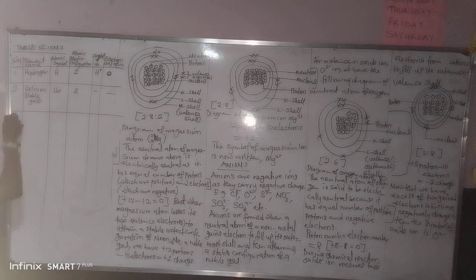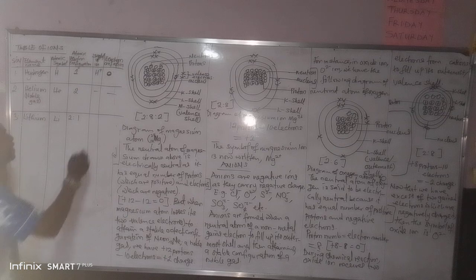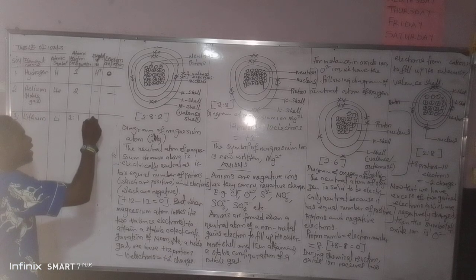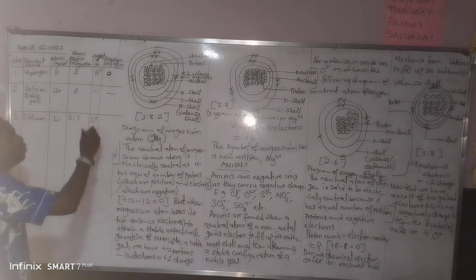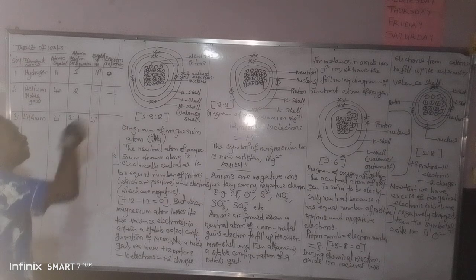So number 3 is lithium. Lithium is Li. That's atomic number of 3. The configuration is 2 to 1. Now, when what is here is 1 or 2 or 3, the symbol of the ion is very simple. You just write Li. This is 1. When it is 1, it's supposed to carry that as plus. Don't say plus 1. When it is 1, just put plus. When it is 2, put 2, then put the plus behind the 2.